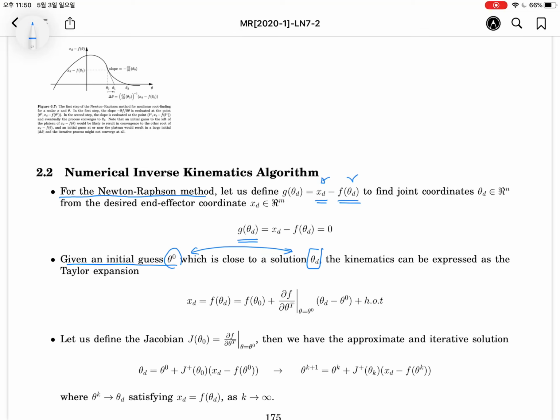If the difference is very big between both, we cannot assure this iteration converges to some value. So we need to add some assumption: the initial guess is near to the final value. Then the kinematics can be expressed using the Taylor expansion.